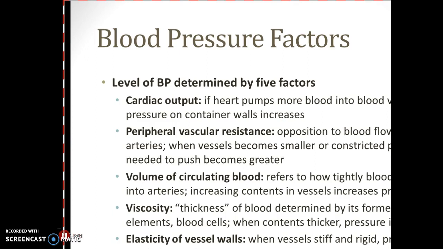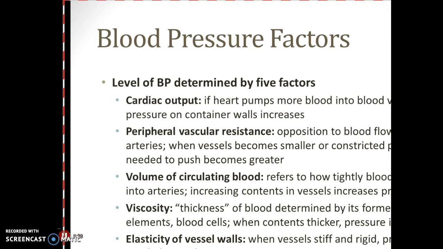and the blood pressure is in the arterial system more than the venous system. The thickness of the blood, if a person has a lot of edema and the plasma, the fluid, is forced into the interstitial tissues, then their pressure might be a little bit higher or lower because there's not as much volume in that blood. The elasticity of the vessel walls, if they're stiff and rigid, the pressure may be increased because there's that much more resistance.